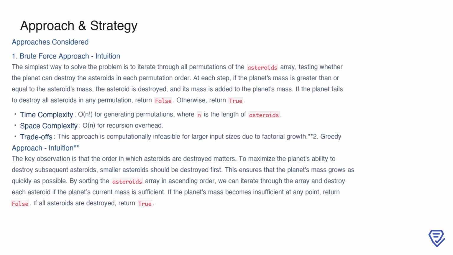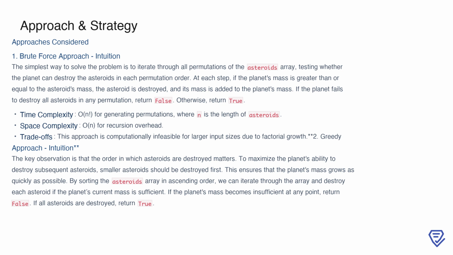However, this approach has a major drawback: generating all permutations has a time complexity of O(n!), which grows factorially with the number of asteroids. This makes the brute force method computationally prohibitive, even for moderate input sizes. To address this inefficiency, we can use a greedy approach. By focusing on the order of destruction, we can make the process much more efficient. The key observation is that destroying smaller asteroids first maximizes the planet's growth rate. By sorting the asteroids in ascending order, the planet's mass increases as quickly as possible as we process each asteroid.